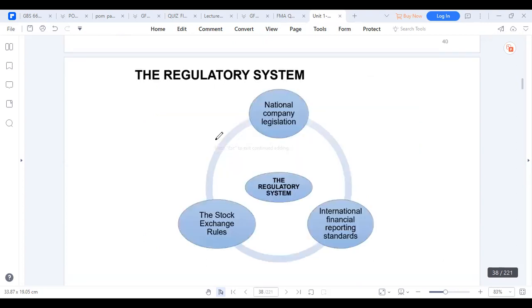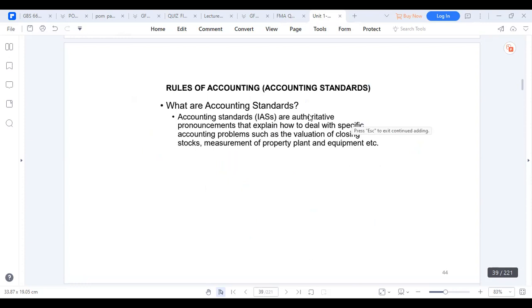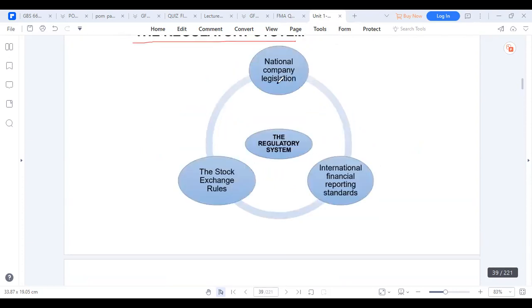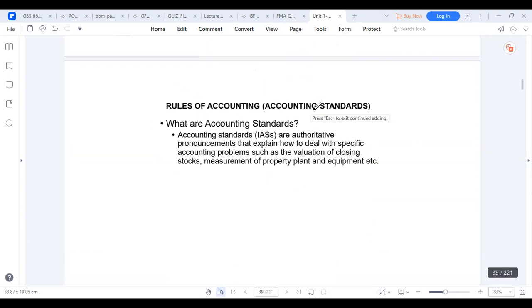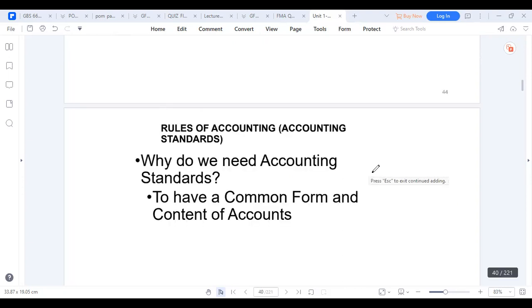So which accounting standards are we looking at? The accounting standards fit a regulatory framework, which looks at, number one, the national company legislation; number two, the International Financial Reporting Standards; number three, the stock exchange rules. So what are accounting standards? Accounting standards are basically authoritative pronouncements that explain how to deal with specific accounting problems, such as how to evaluate closing stock, how to measure property and equipment, etc.